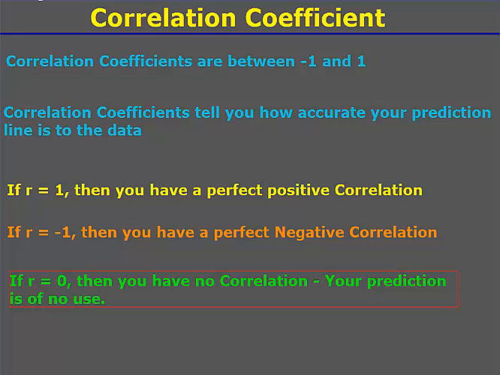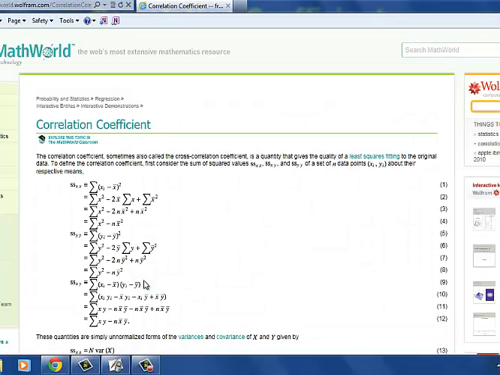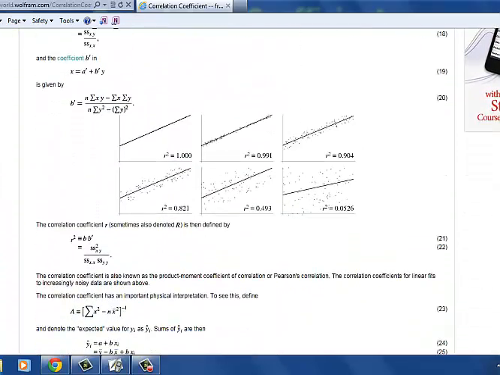If R is 0, then you have your line of best fit and the data is all over the place, right? There's no connection at all between them. Let me show you what I'm talking about, and don't worry, I'll come back to this page. This is actually the formula for correlation coefficients, which you don't have to do. But understand that when I teach you how to do it with a calculator, it's doing a lot of work very quickly.